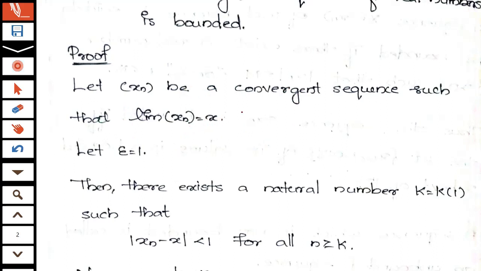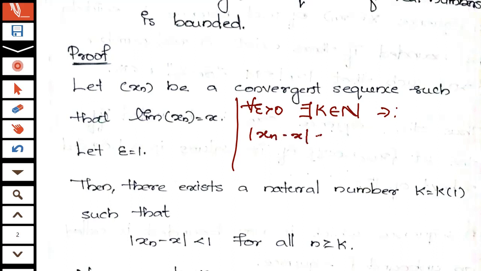Okay, so limit xn equal to x means by definition for every epsilon greater than 0 there exists a natural number, that is there exists k belongs to N such that mod xn minus x less than epsilon for all n greater than or equal to k. So this is the definition of limit xn equal to x. For any epsilon chosen, there exists a natural number k such that mod xn minus x less than epsilon for all n greater than or equal to k.